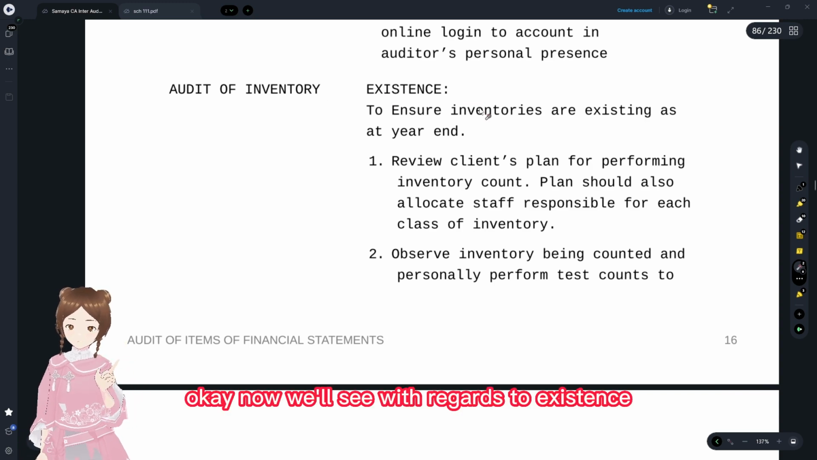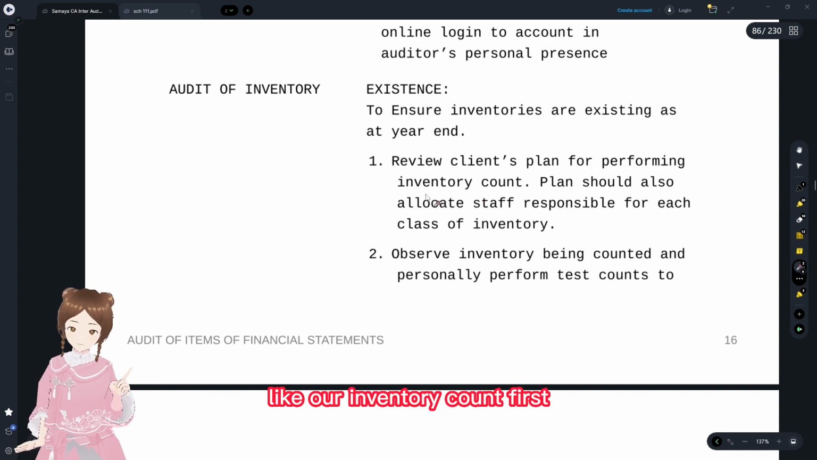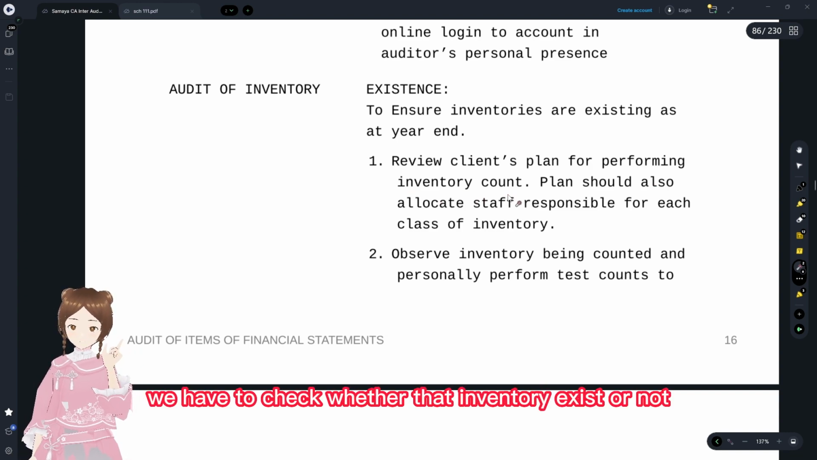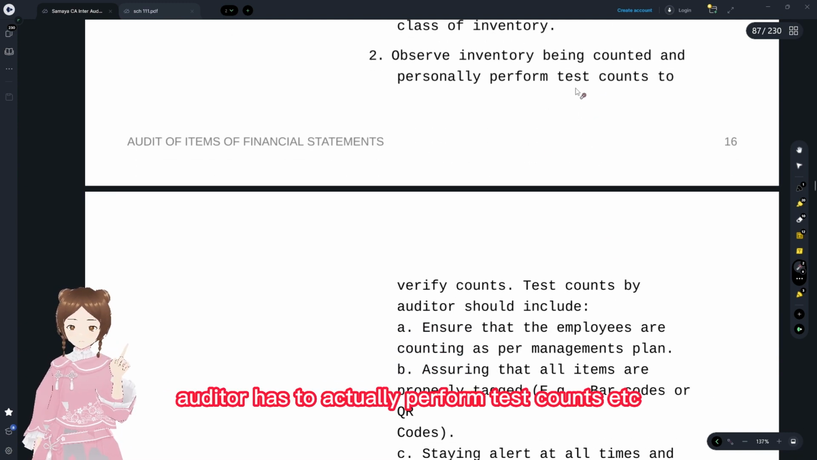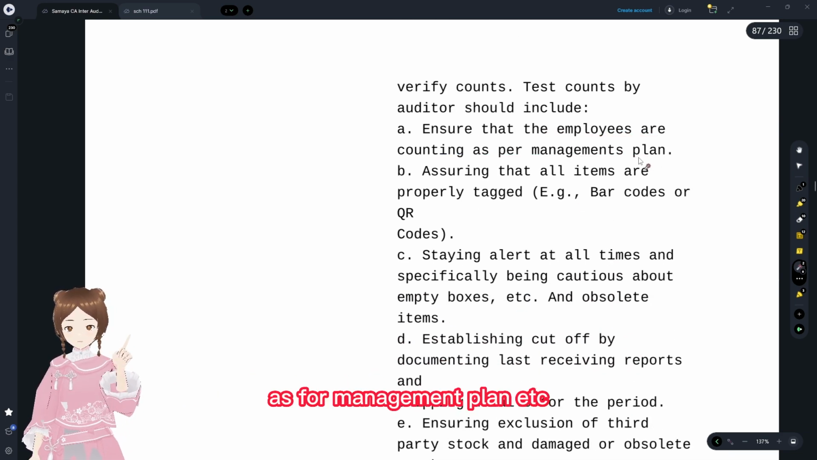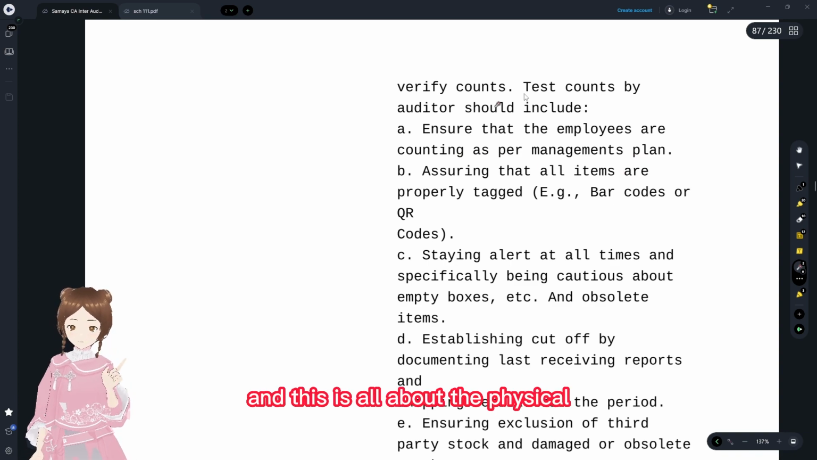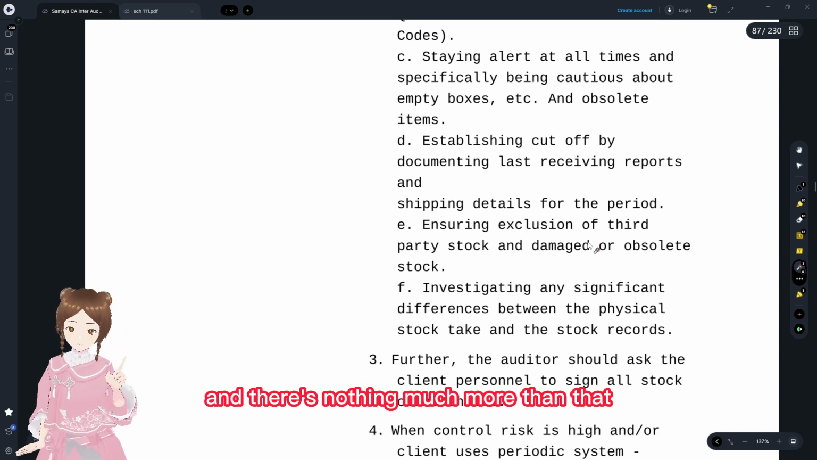Okay, now we'll see with regards to existence. We have to check existence, like an inventory count. First we have to check whether that inventory exists or not. Second thing, the auditor has to perform test counts, etc. And then ensure employees are counting as per the management plan, etc. And this is all about the physical counting of the inventory. And there's nothing much more than that.